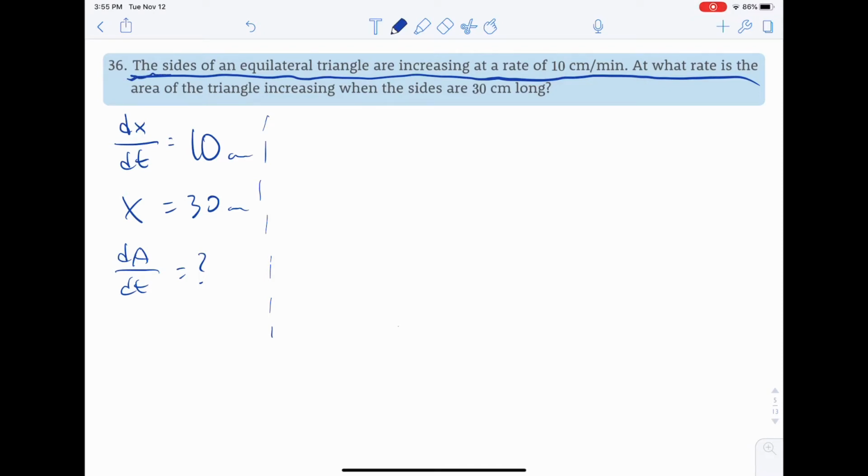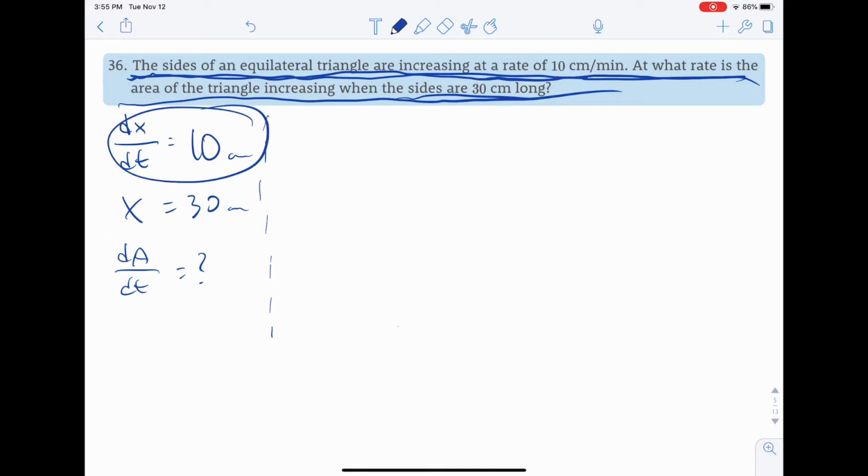Alright, here we go. The sides of an equilateral triangle are increasing at a rate of 10 centimeters per minute. At what rate is the area of the triangle increasing when the sides are 30 centimeters long? So first of all, the side is 30, so let's say x is 30. The derivative of x is 10 centimeters per minute, and we're trying to find how much the area is increasing by.